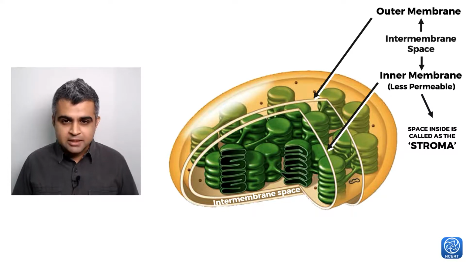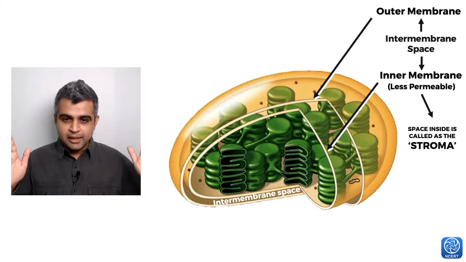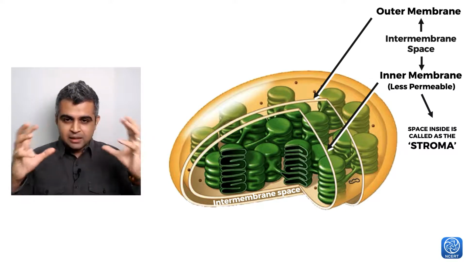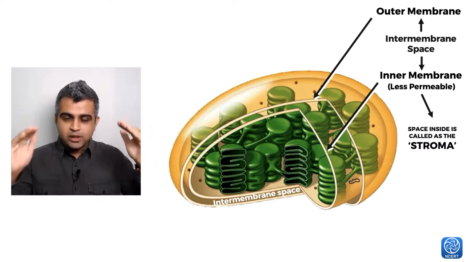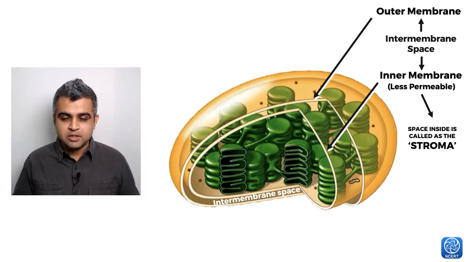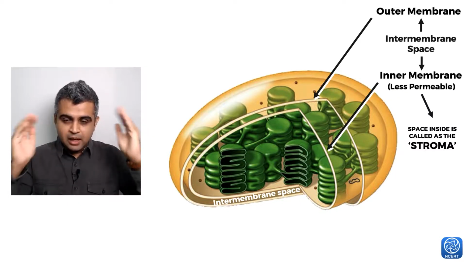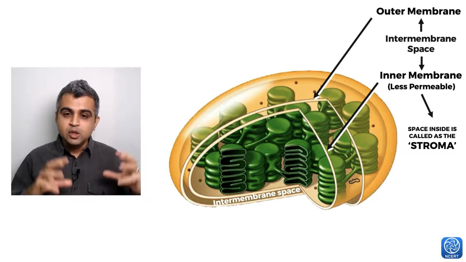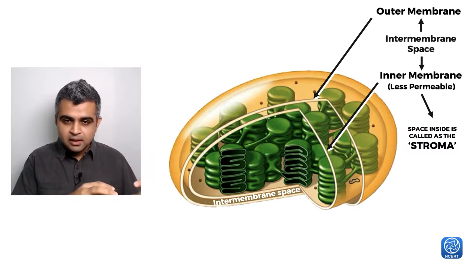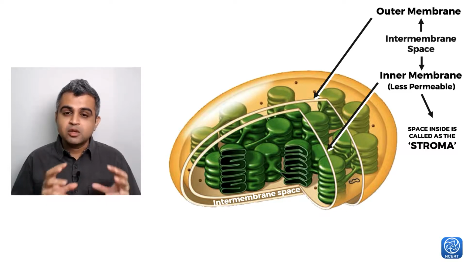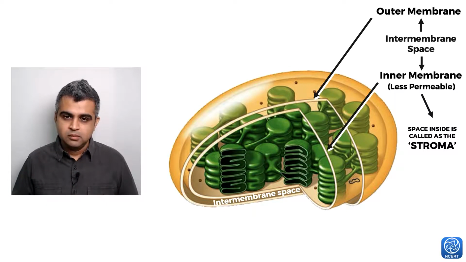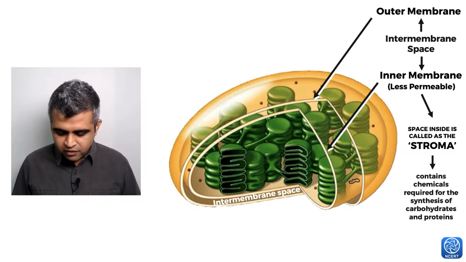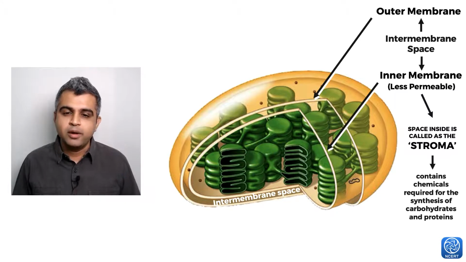So a chloroplast is about 5 to 10 microns in length. It is about 2 to 4 microns in width. It will have an outer membrane and an inner membrane. The space between the outer and inner membrane is called the intermembrane space. And inside the inner membrane you will have all the material which is called the stroma. So like inside the nucleus you had the nuclear matrix, inside the chloroplast you have the matrix of the chloroplast which is called the stroma. The stroma contains the various chemicals required for synthesis of carbohydrates and proteins.